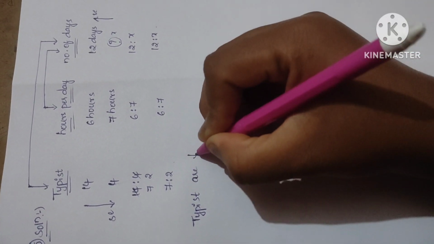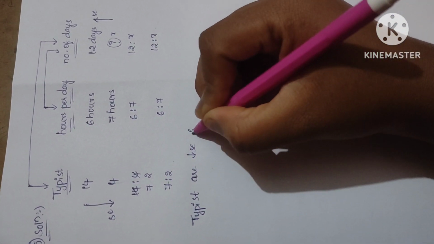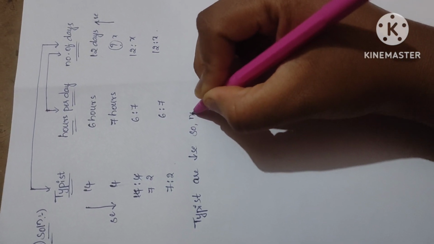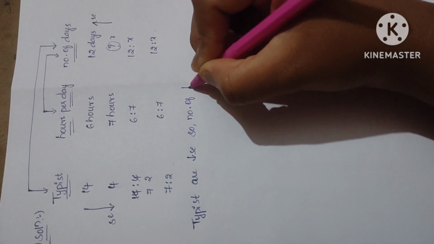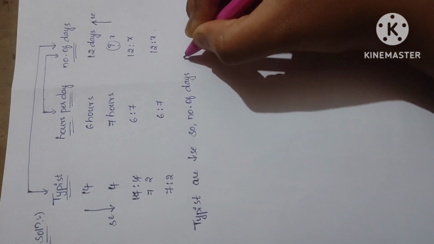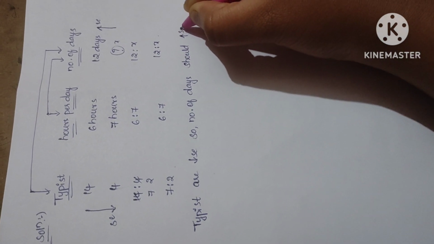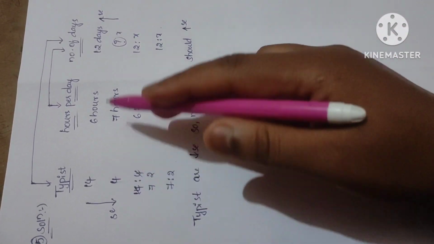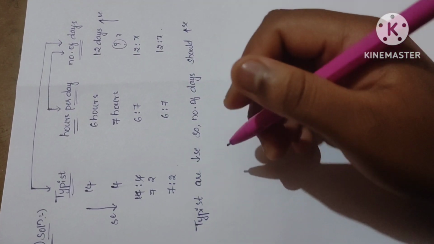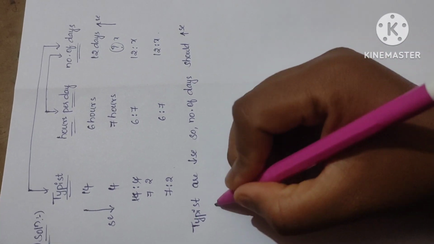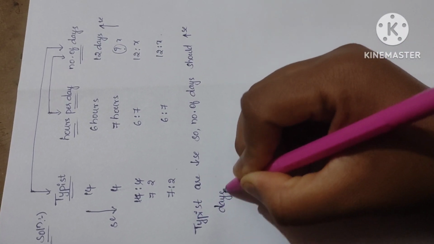So we have to write the statement here. Typists decrease, so that means the number of days should increase. In which quantity is it? One quantity decreases while another quantity increases, which means obviously it is in inverse proportion. So we have to write: number of days is inversely proportional to typists.